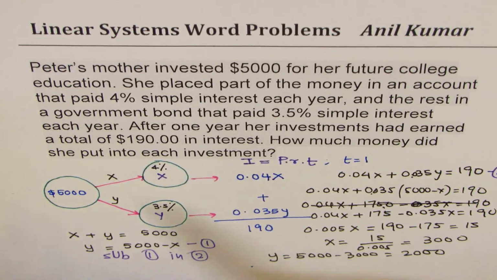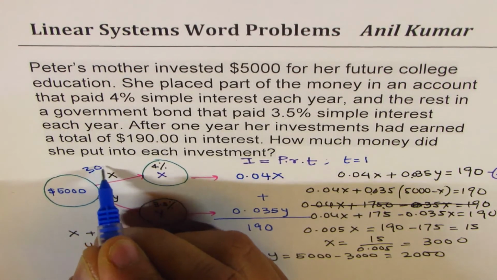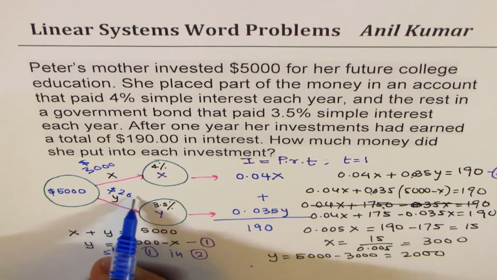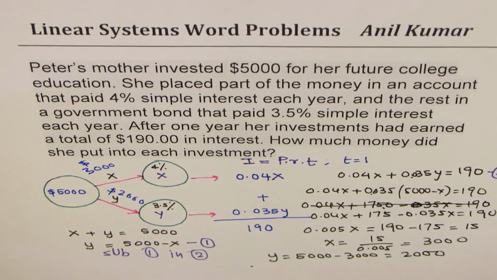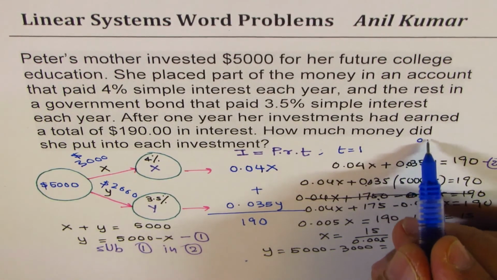Correct? So she invested an amount of $3,000 with interest of 4%, and this was $2,000. Correct? So that is how you could do interest-based questions. Sorry for this mistake anyway. You get an idea.